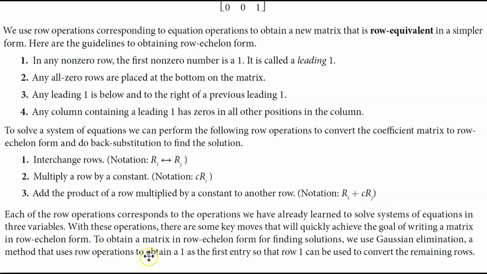Now, each of the row operations corresponds to the operations we have already learned to solve systems of equations in 3 variables. With these operations, there are some key moves that will quickly achieve the goal of writing a matrix in row echelon form. To obtain a matrix in row echelon form for finding solutions, we use Gaussian elimination, a method that uses row operations to obtain a 1 as the first entry so that row 1 can be used to convert the remaining rows.